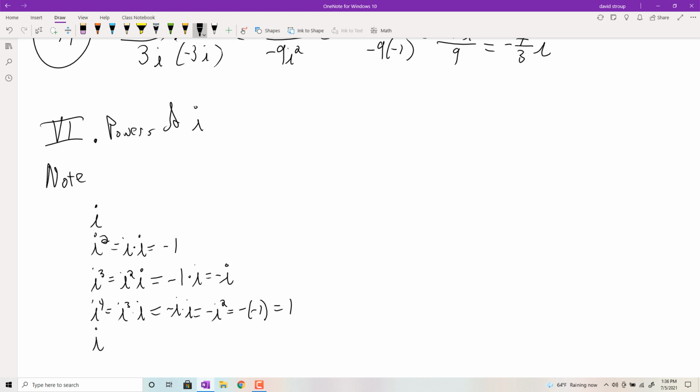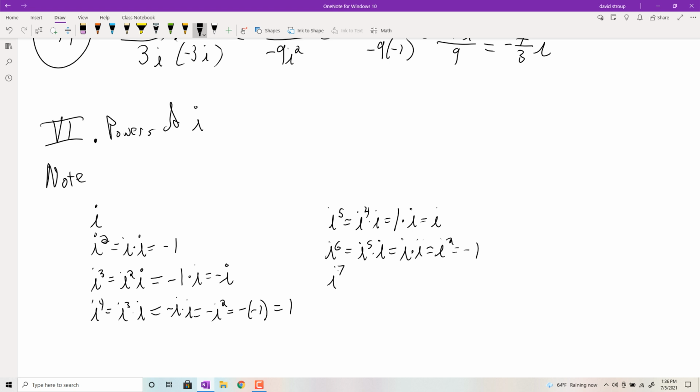And then i to the fifth, and let me write i to the fifth over here to the right. So i to the fifth will equal i to the fourth times i. i to the fourth we just found was 1, times i, and then you get i to the sixth will be i to the fifth times i, which i to the fifth we just found was i, times i, is i squared, which is -1. Do you see what's happening? So we are just repeating.